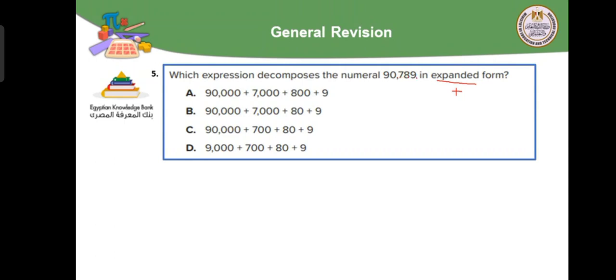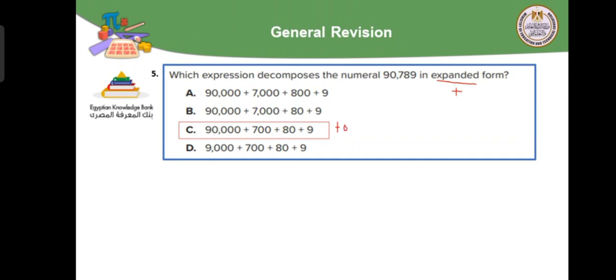Okay, as expanded form. So which one is correct from these choices? A or B or C or D? Excellent. It will be number C, because 0 means nothing. And if I add 0, I get the same result, the same number.